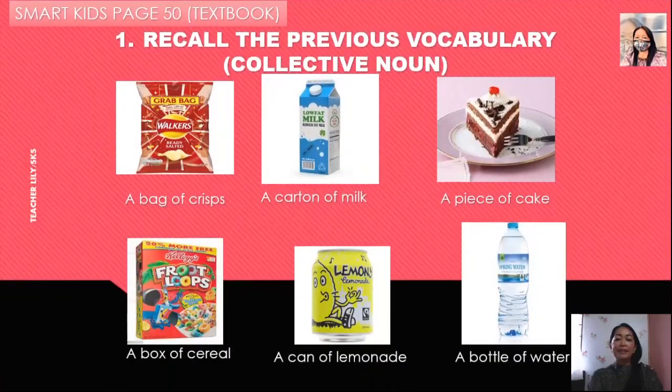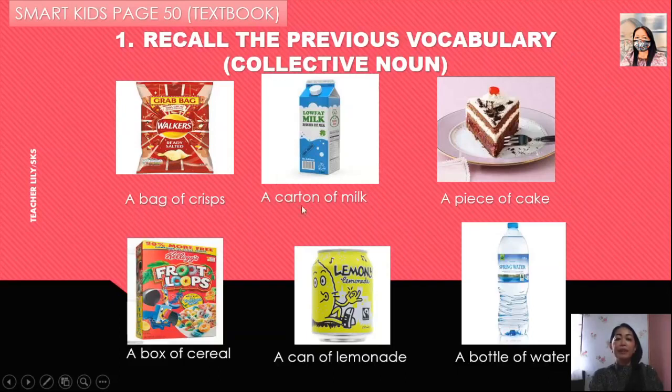So now let us start our lesson for today. First one is to recall the previous vocabulary or collective nouns that are found in your textbook, page 50. We have learned this in your lesson last week. So number 1 is a bag of crisps. Because it's only one, we call it a bag of crisps. If there are 2, then we say 2 bags of crisps.